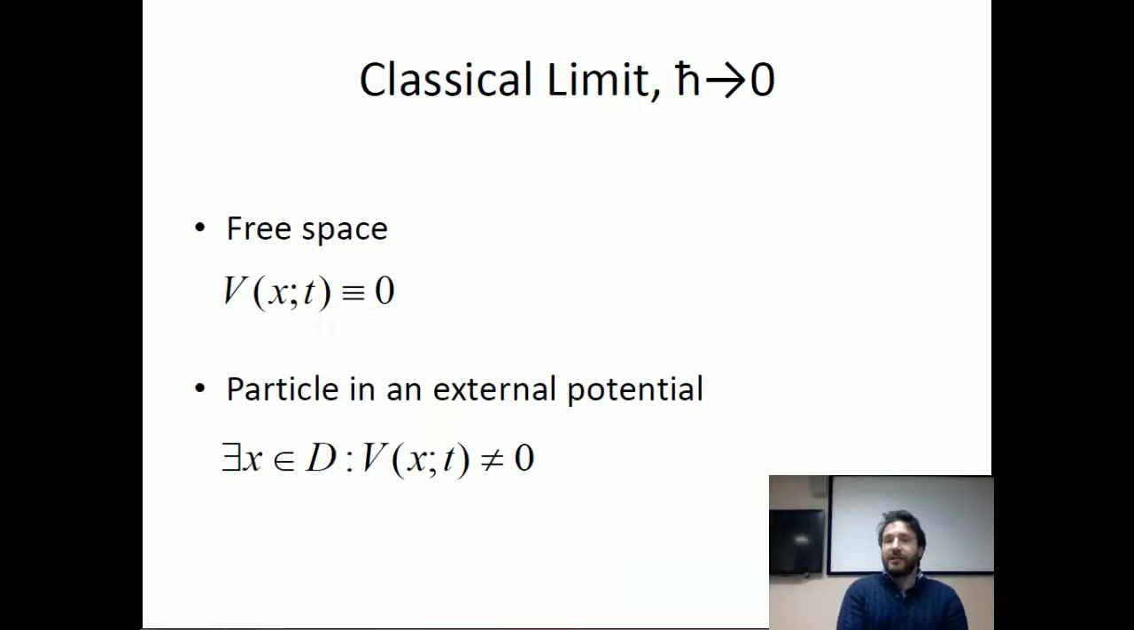The classical limit of this formulation is pretty simple to explain. We could essentially say that there are two cases. The first case would be free space, so when we don't really have any potential applied. And the second case would be when we have an external potential applied to the system.